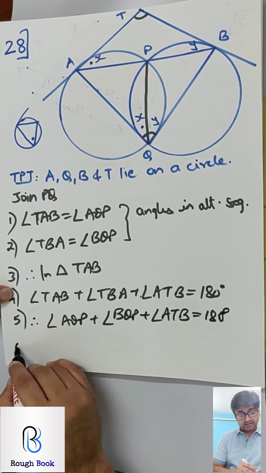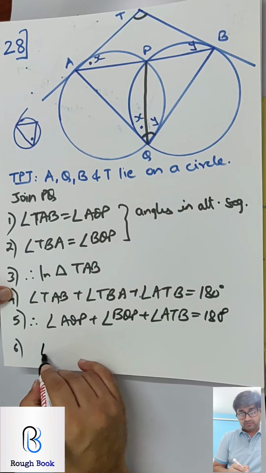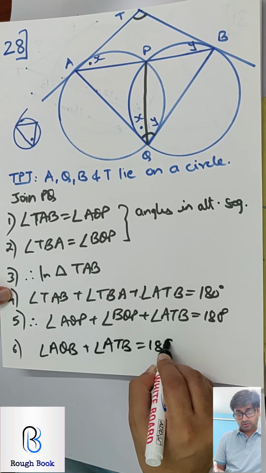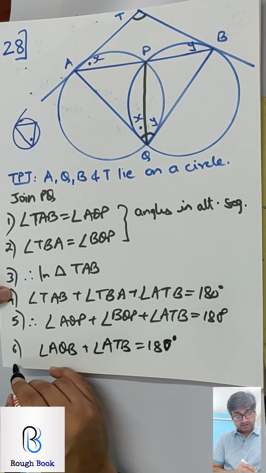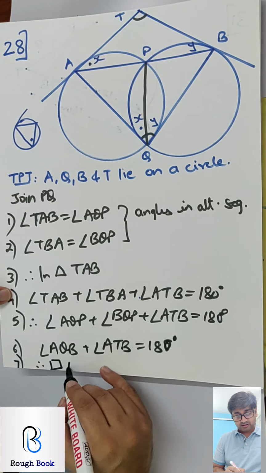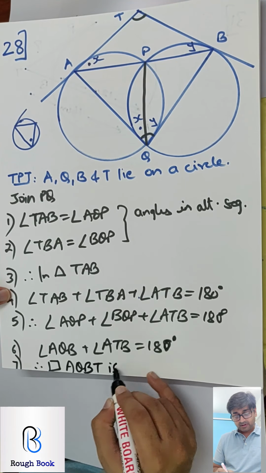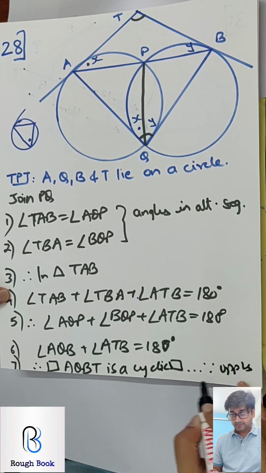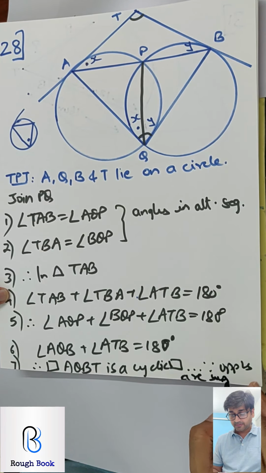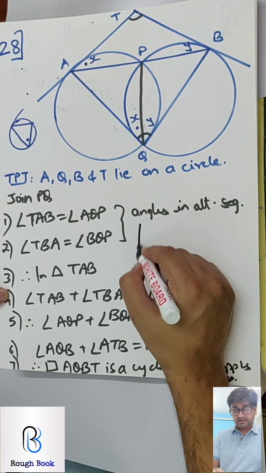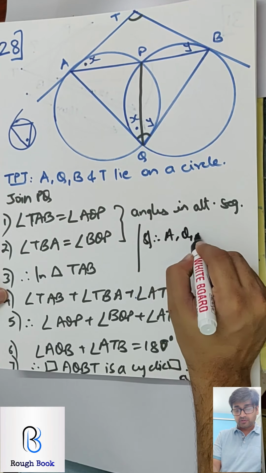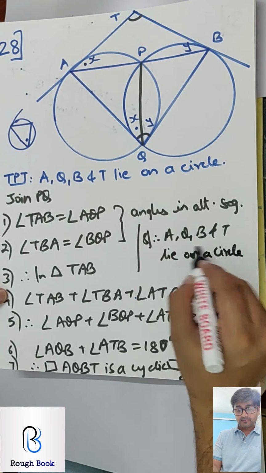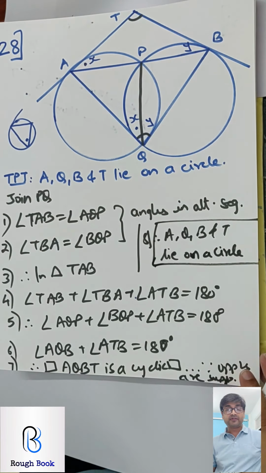Finally I shall add these two angles. So AQP plus BQP will give me AQB plus ATB equals 180. So we got opposite angles supplementary. Seventh, therefore quadrilateral AQBT is a cyclic quadrilateral. Reason: since opposite angles are supplementary. And then the last statement, statement number 8: therefore A, Q, B and T lie on a circle. That's your final part. Got it, everyone?